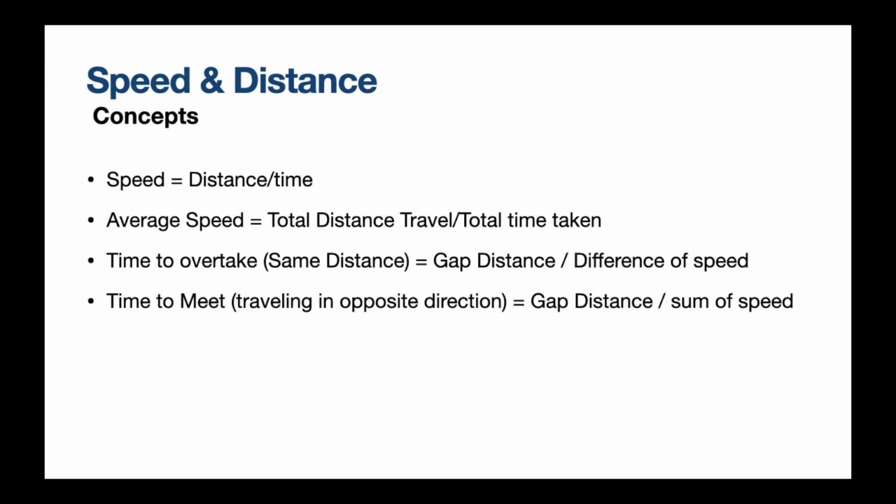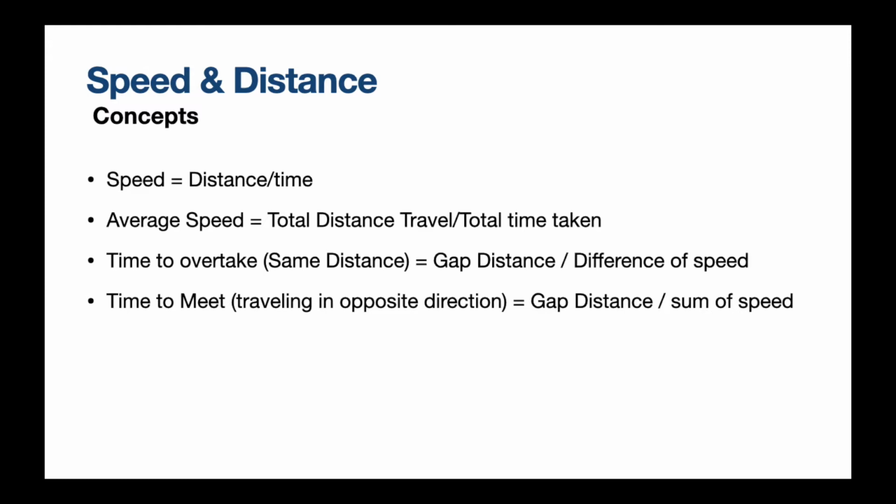So let's discuss some of the concepts of speed and distance. In the speed and distance concept, two or three things I want to share with you. Speed is equal to distance upon time, or I would say time is equal to distance upon speed, or distance is equal to speed into time, and average speed of a journey is equal to total distance traveled divided by total time taken.